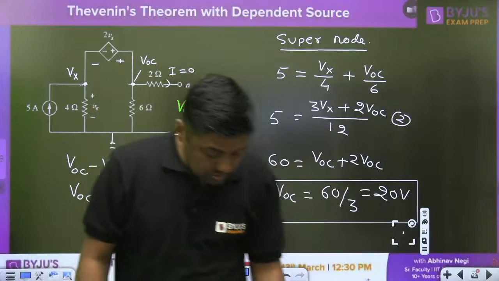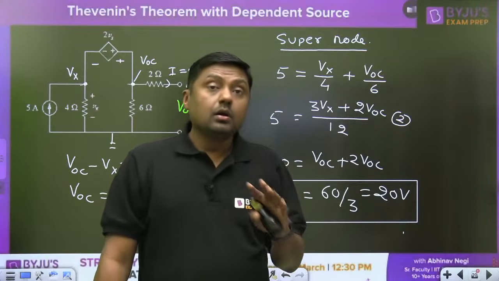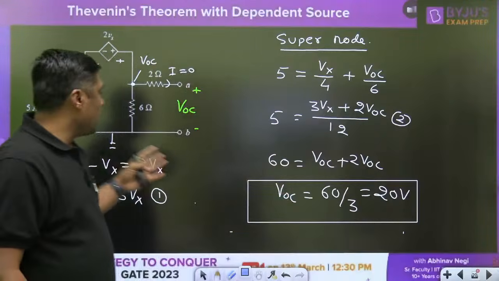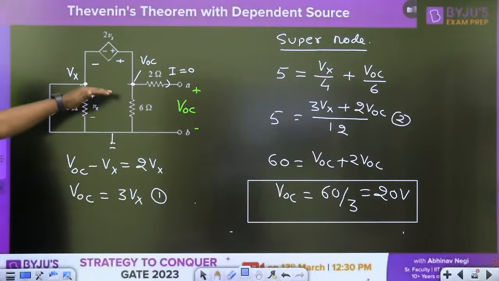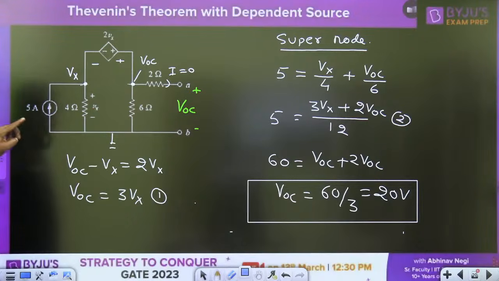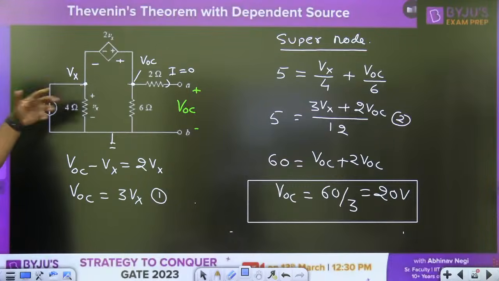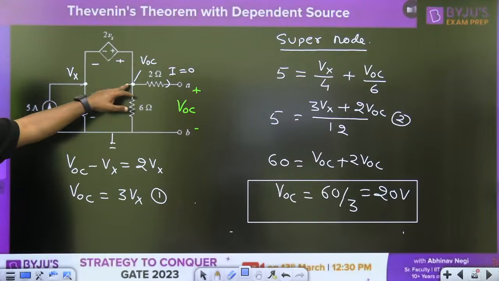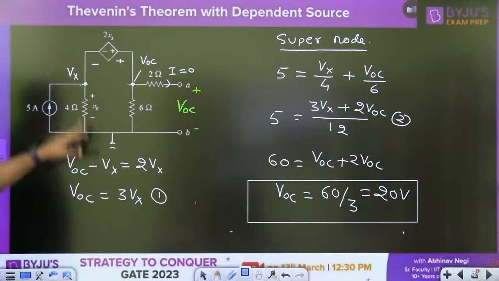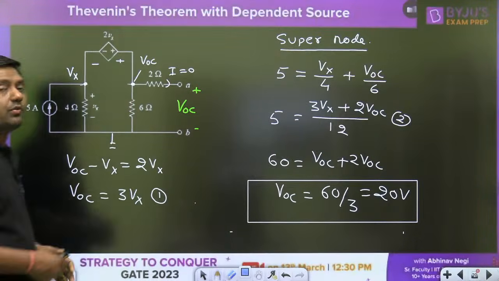I think this question is very easy for you. Are you getting 20 volt? First of all, remove this VOC. Always remember, this is an open circuit. That's why there is no current through the 2 ohm resistor, because there is a voltage source in between these two nodes, and that's why we have to apply the super node. VOC minus Vx is equal to 2Vx, and that is the equation, and then the super nodal equation, and you will get the answer 20 volt.